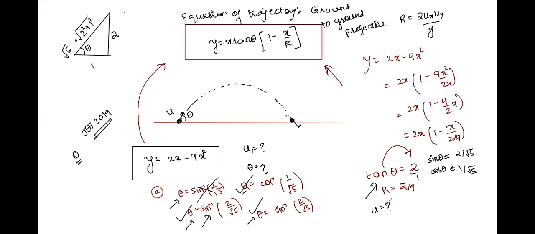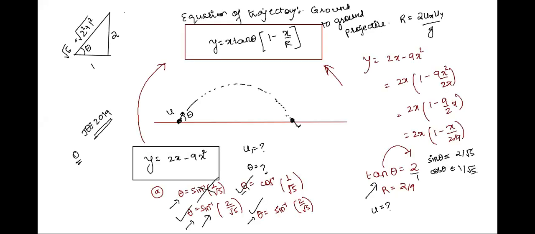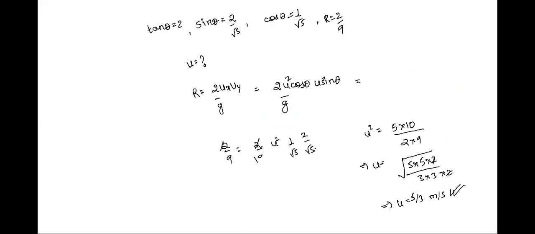So try doing it in your homes. For this question, try finding out everything. Let's say you have been given y is equal to 2x minus 9x square. We have found u, we have found theta in terms of sine inverse, cos inverse, tan inverse. In a similar fashion, try finding what is r, which we have already done. Try finding what is maximum height, right?